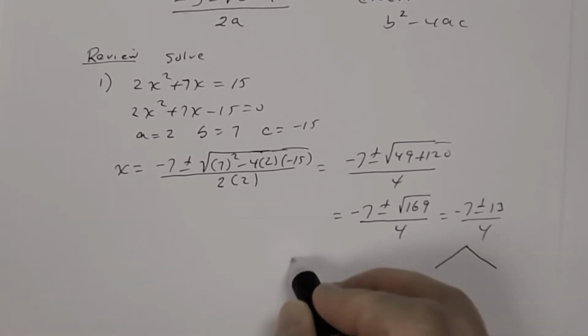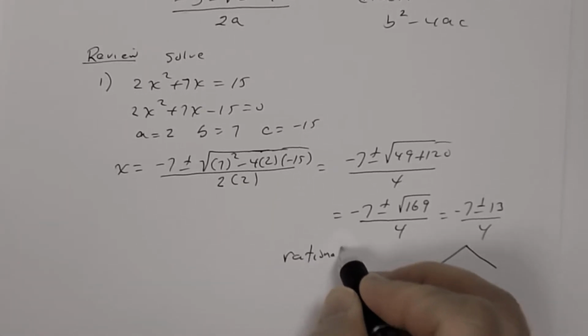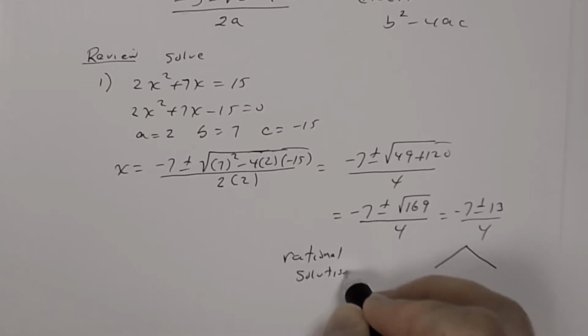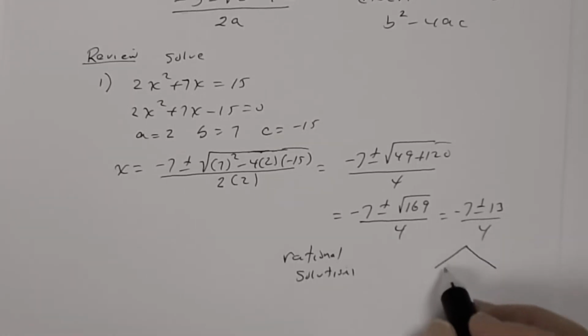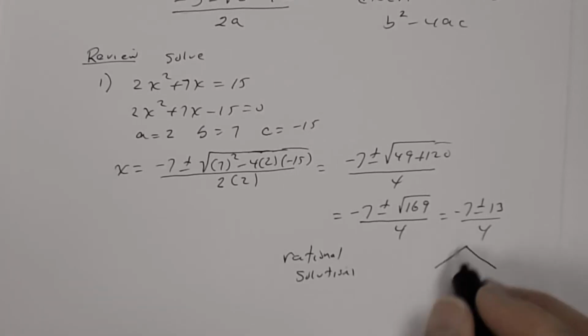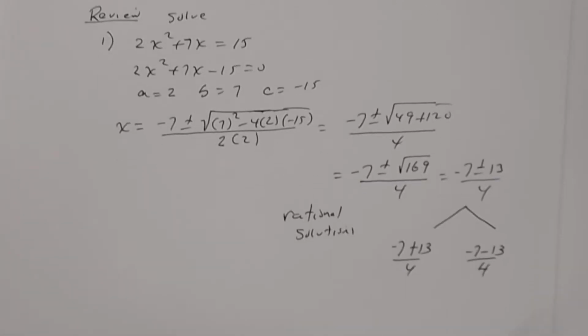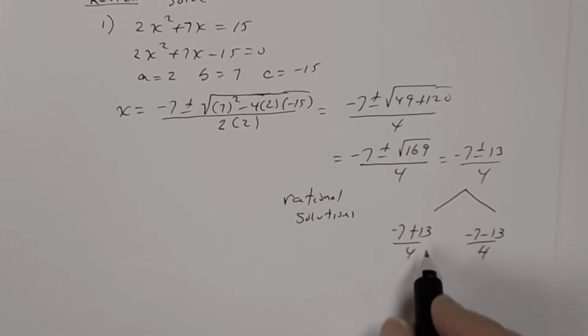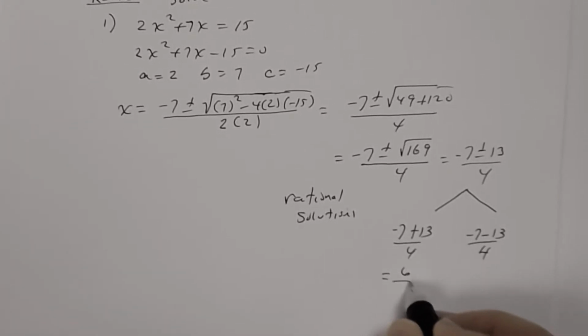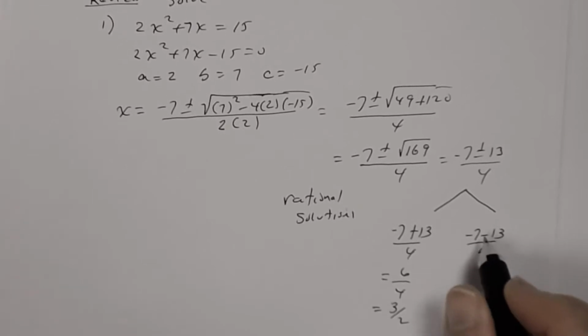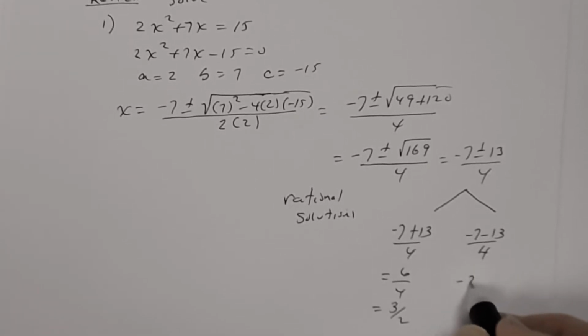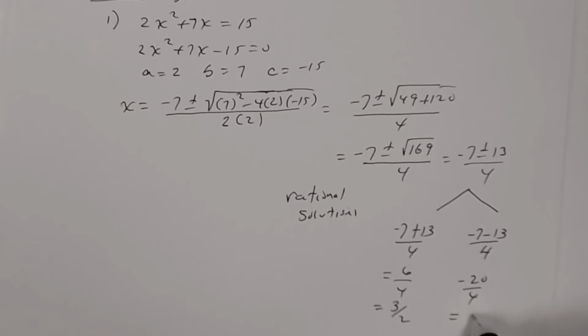So that's where we ended up with rational solutions. We did have that discussion in previous lessons, and so what we did was we broke this down. So this becomes negative 7 plus 13 divided by 4, and then negative 7 minus 13 divided by 4. Negative 7 plus 13 is 6, so this became 3/2, and then negative 7 minus 13 is negative 20, divided by 4, which equals negative 5. So those are your two solutions, and notice those are rational numbers.